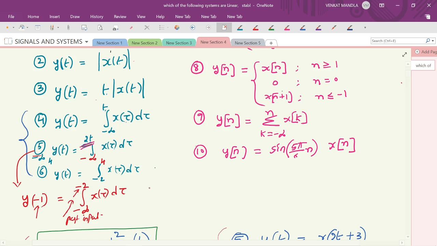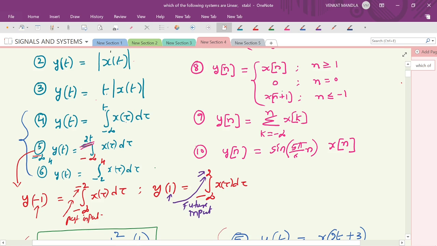Now let us substitute y1 here. Here you will get minus infinity to 2 of x(tau) d tau. But this is 1, this is 2, so it is a future input. It depends on future inputs. That is why it is non-causal. The fifth question is this, this is the fifth one.